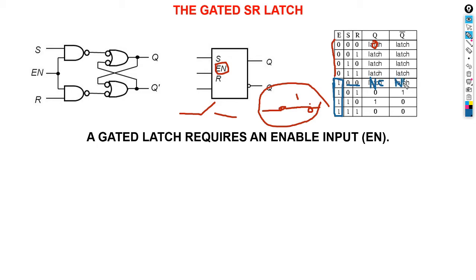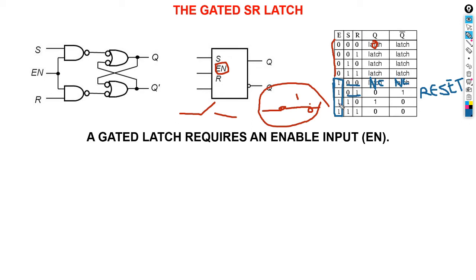When I have a 0 on the set and a 1 on the reset, it means I reset. Can you see that? But in order for us to follow this combination, we need to check that our enable gate is on 1. Once it's at 0, we don't follow the data anymore.